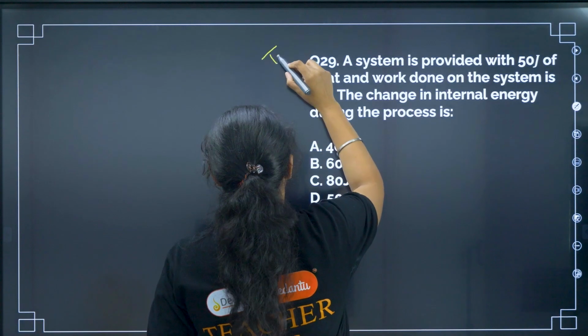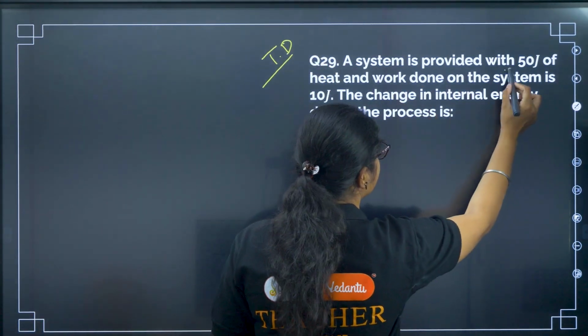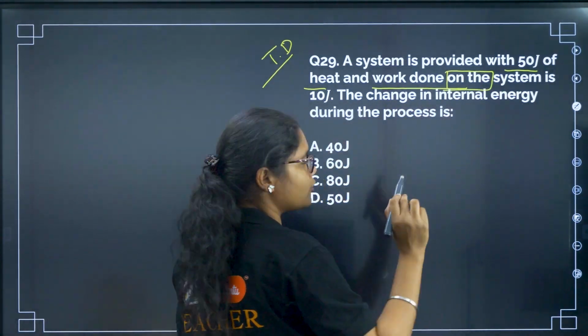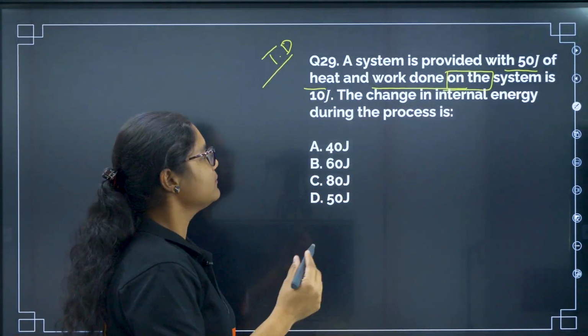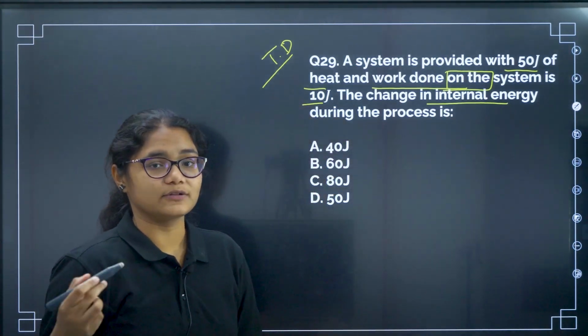Okay, now coming to thermodynamics. The system is provided with 50 joules of heat and work done on the system, very very important, work done on the system is 10 joules. Then the change in internal energy during the process is?